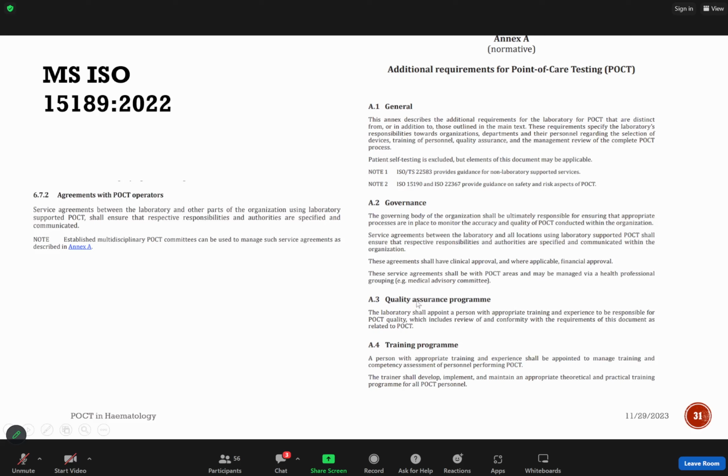They also touch on the quality assurance program. We can see in this topic, the laboratory shall appoint a person with appropriate training and experience to be responsible for POCT quality, which includes review of and conformity with the requirements of this document as related to POCT. And number 4, they also touch on the training program.